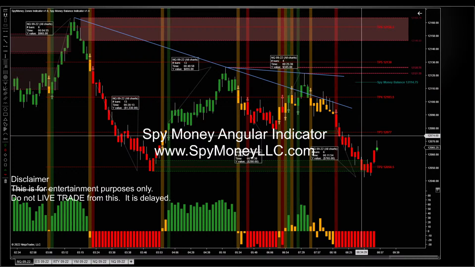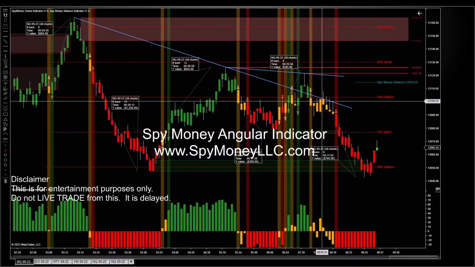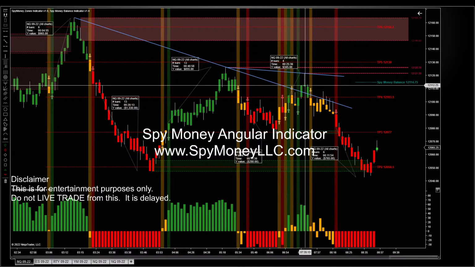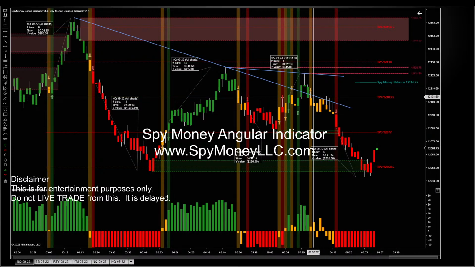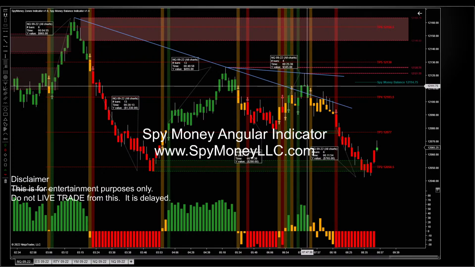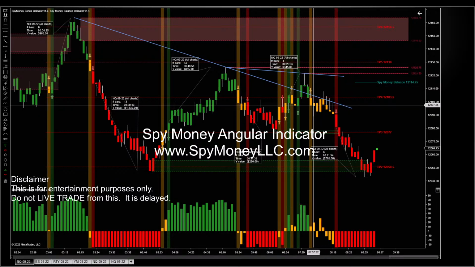And you had a shooting star right there as well. You get a shooting star, then that is a telltale sign that we're coming down. The entry would have been right here off a shooting star. You would have entered here and taken it on down, but then we have this hammer here.